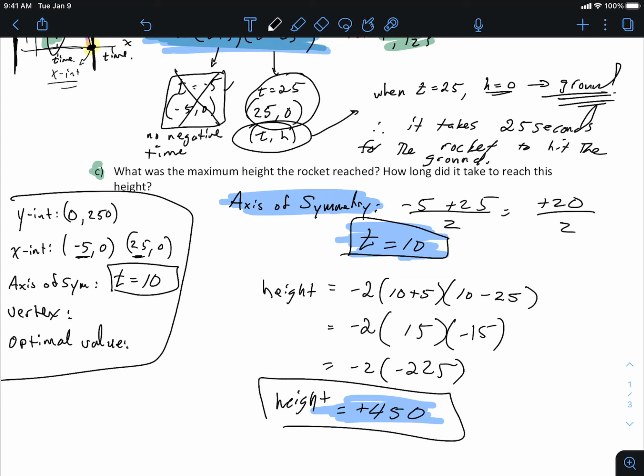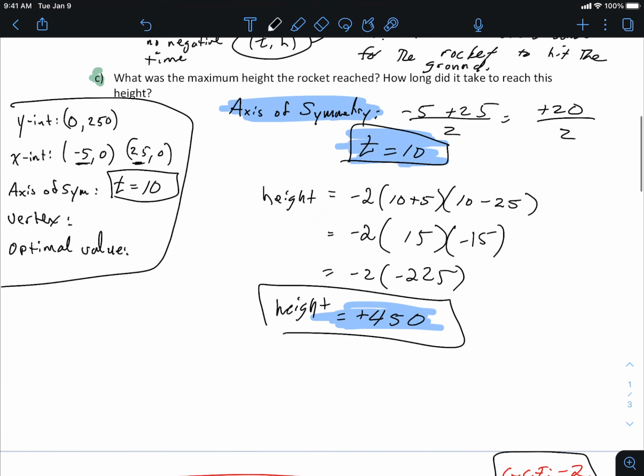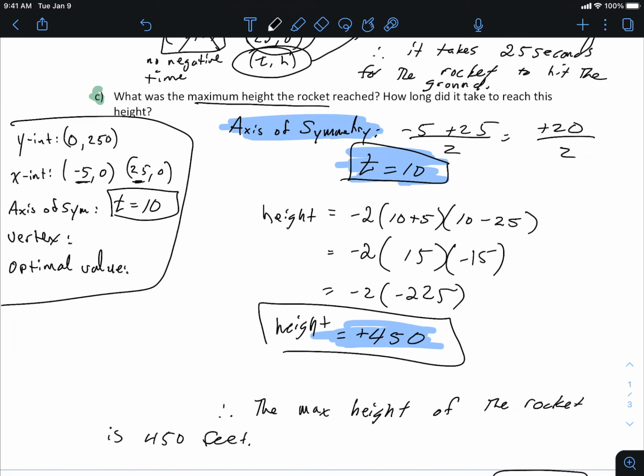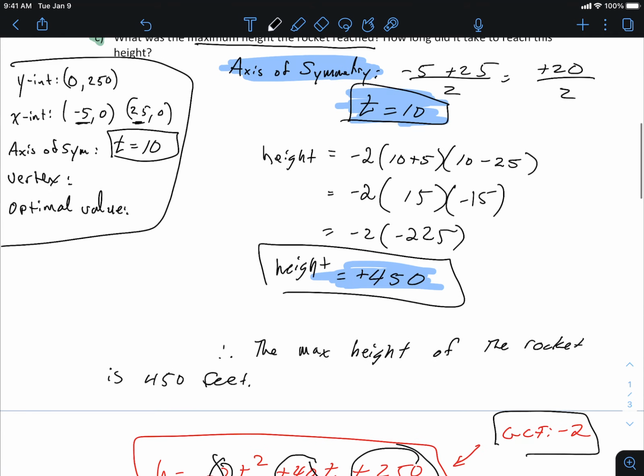If I were to write a therefore statement here, I would say, all right, therefore, the maximum height of the rocket is 450 feet, right? That takes care of the first part. What maximum height did the rocket reach? 450 feet.